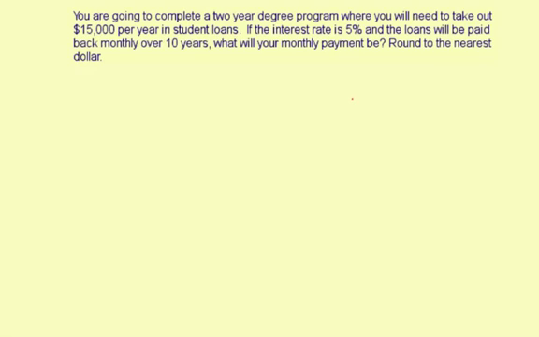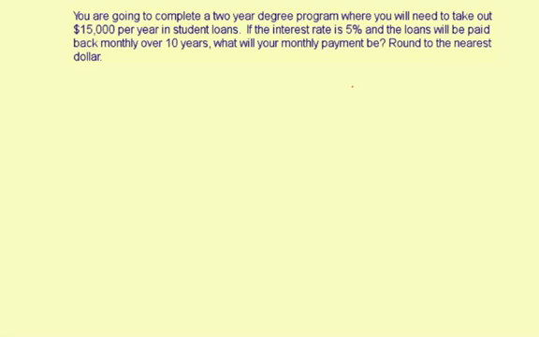You're going to complete a 2-year degree program where you will need to take out $15,000 per year in student loans. If the interest rate is 5% and the loans will be paid back monthly over 10 years, what will your monthly payment be? Round to the nearest dollar.